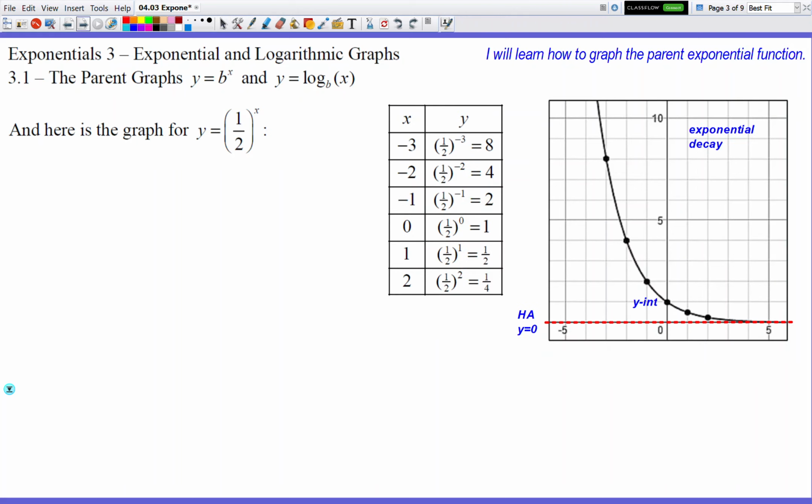Okay, and this next graph is going to be exponential decay. So as it goes from left to right, it's getting lower in value, but not so low that it goes below your horizontal asymptote, right? You see that red dashed line? So it's going to get lower and lower and lower, but it's never going to get low enough to touch the horizontal asymptote. So that's the difference in that situation. Okay.